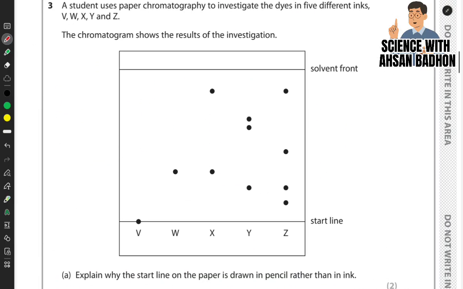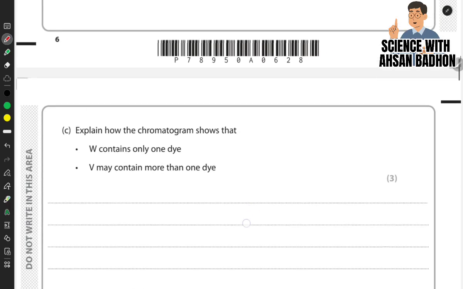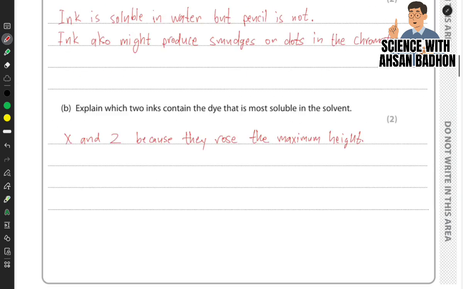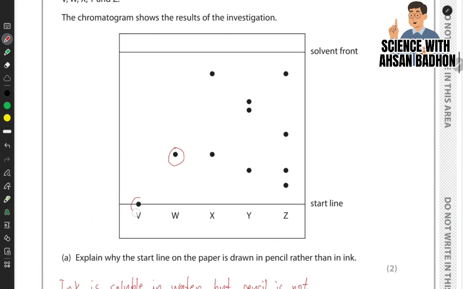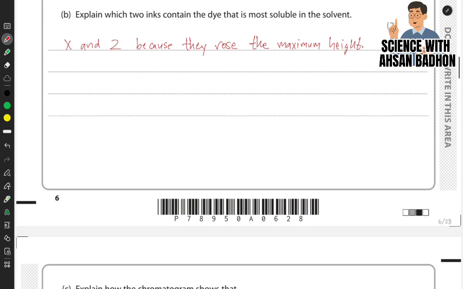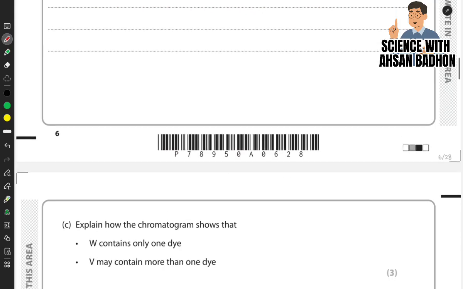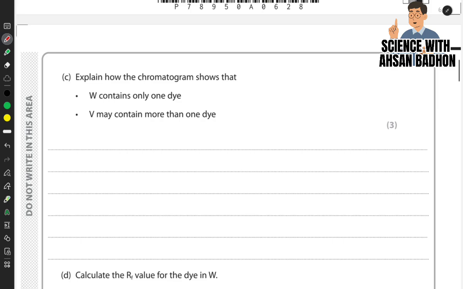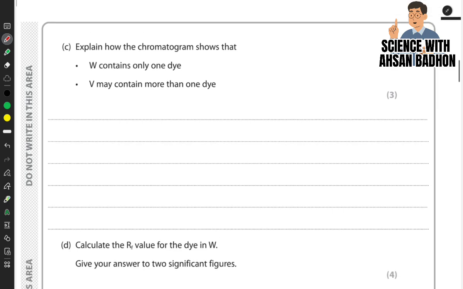So W is producing only one spot, and looking at V, it does not produce any spot. Okay, so this shows that it is not soluble. So we can say that V is not soluble and W contains only one dye since it is producing only one spot. So we can say that it is made up of a lot of dyes because it does not separate. So we have 3 marks in it, so let's write it.